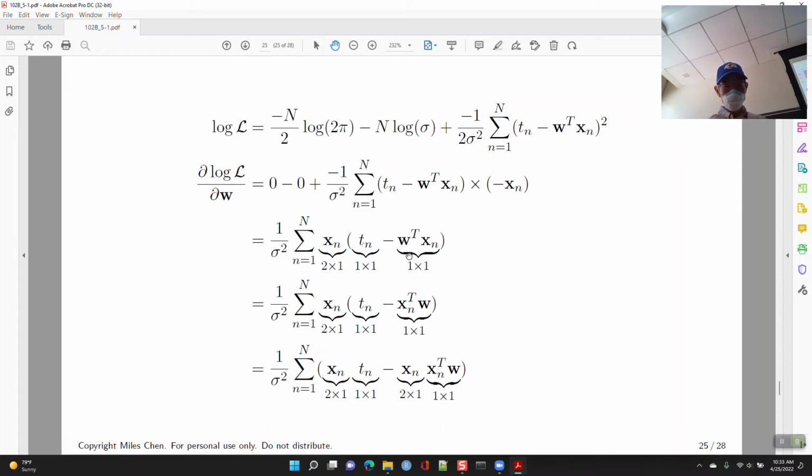I'm going to make the math work out a little bit easier. Next, I'm going to take the transpose of this scalar value. So w transpose xn is the same as xn transpose w. Then I distribute this, so I get xn tn minus xn transpose w, and this so far works. And here it's a summation of all of these things.